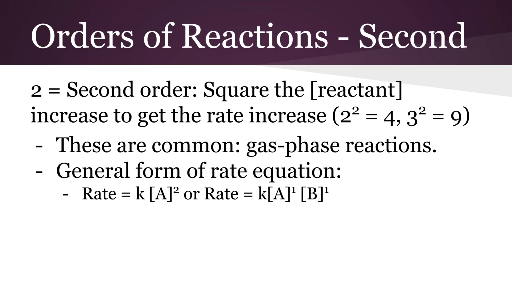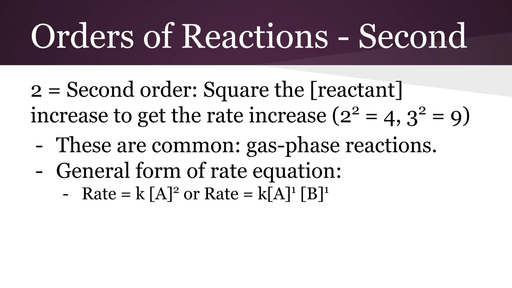Finally, the second order, a little bit more complicated. If you take that concentration and let's say you double it or you triple it, then the rate will be the square of that. So if you tripled the concentration, if you square that, then you get 9. The rate will be 9 times greater. If you quadrupled the concentration, then the rate would be 16 times greater. I mean, it's the square of whatever you have.